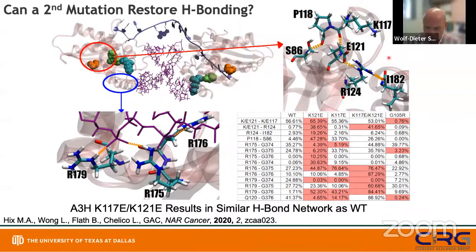That's not a salt bridge, though, is it? It's a hydrogen bond. Sorry, between the backbone. That is correct. Yeah, but that's what happens. This particular 117 to 121, which is here, is returned to wild type. Goes from 65 to 56%. Okay. So yeah, it's quite complicated, but it is, yeah.